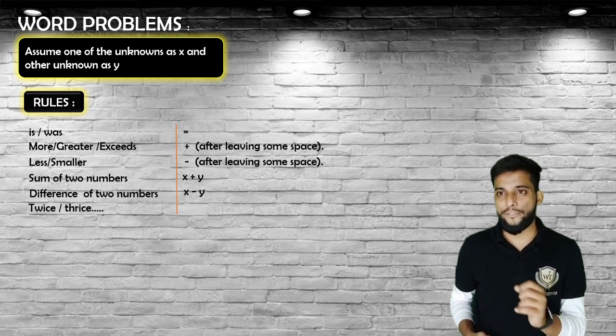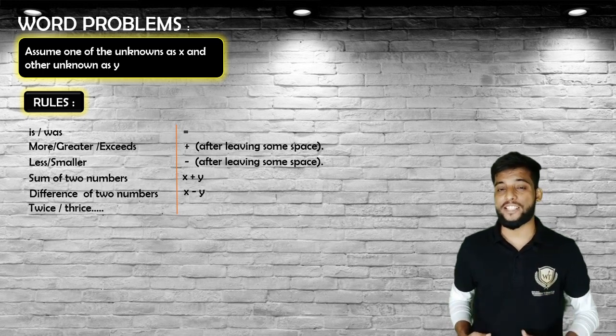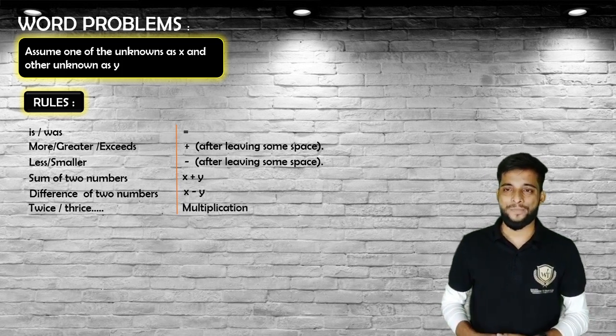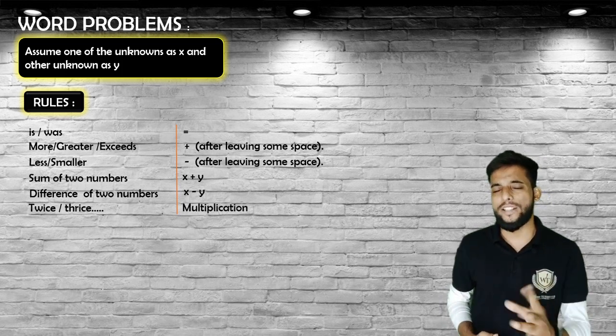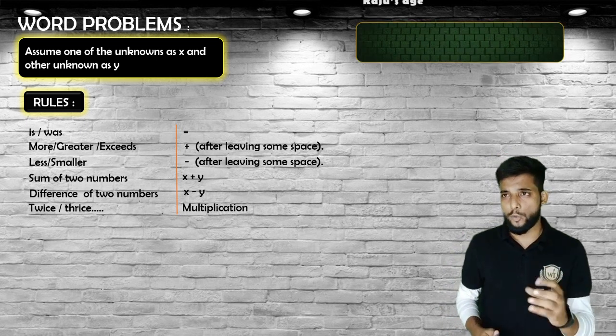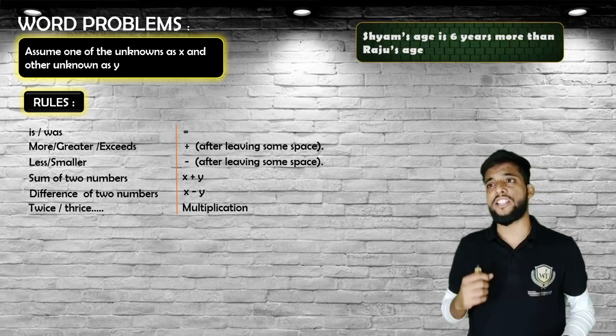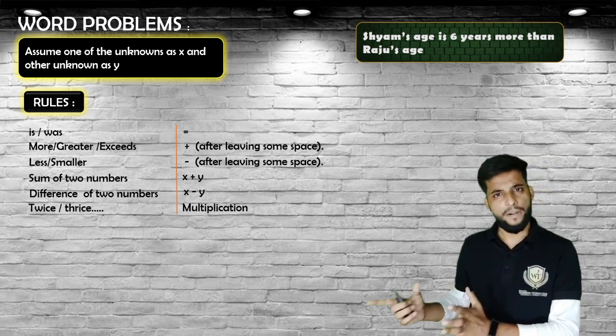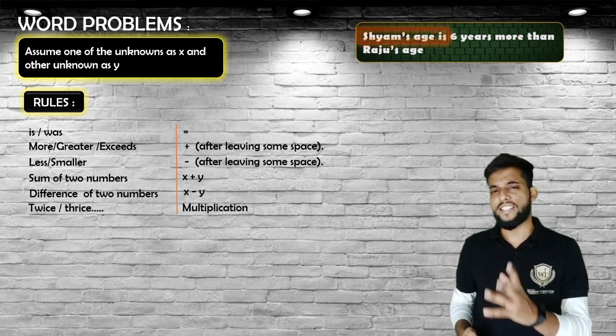Okay. Then if you have words like twice, thrice, three times, four times, double, matlab we are talking about multiplication, students. Now let us understand these rules with the help of an example. The question is, Shyam's age is 6 years more than Raju's age. Shyam 6 साल बड़ा है राजू से, right? So let us understand this.